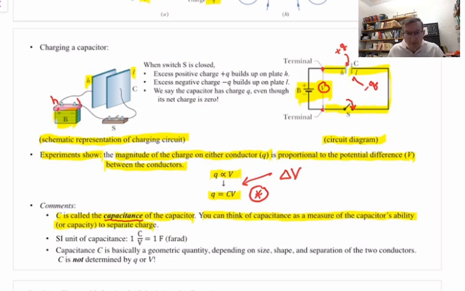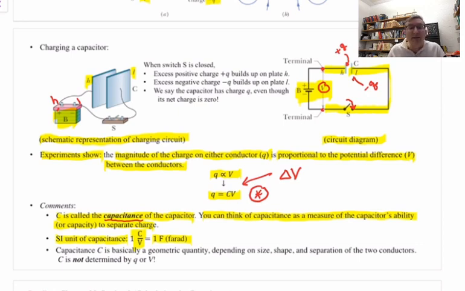Since we have a new quantity here, we should talk about its unit in the SI system. The SI unit of capacitance: if Q equals CV, then C equals Q divided by V. So the unit of C must be the unit of charge, Q, divided by the unit of V, potential difference. That's 1 coulomb per volt. Now that combination of coulomb over volt is given its own name and symbol: capital F for farad, after Michael Faraday.